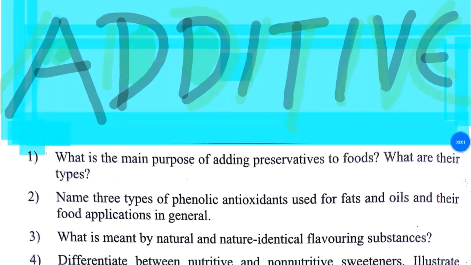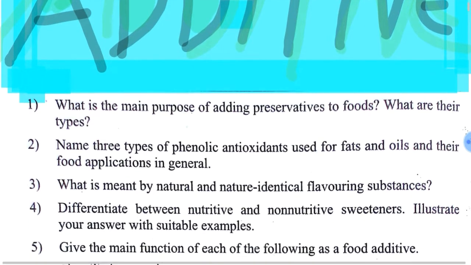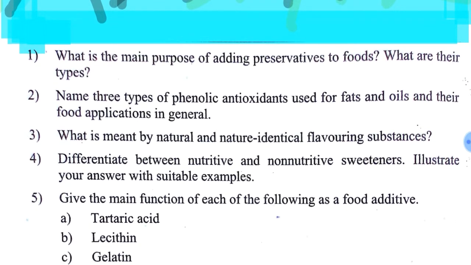In this video, we will understand about food additives. After viewing this video, we will be able to answer these questions. What are those questions? What is the main purpose of adding preservatives to foods? What are their types?